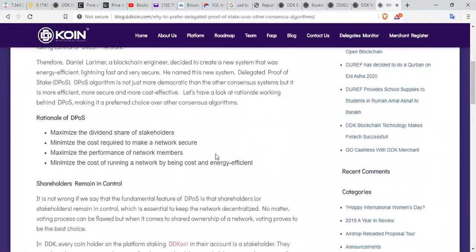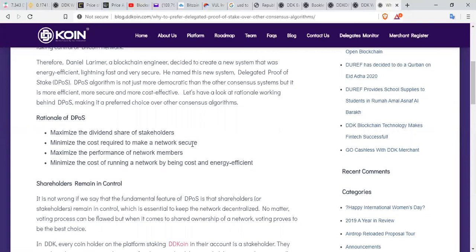Ito yung mga rationale why DDK chose to use DPoS. So it maximizes the dividend share of stakeholders, minimizes the cost required to make the network secure, of course, yung ating power cost and all kapag naka-proof of work tayo. And actually, it saves a lot of time for all the stakeholders because you don't have to spend a lot of time processing mathematical algorithms just to get your reward.